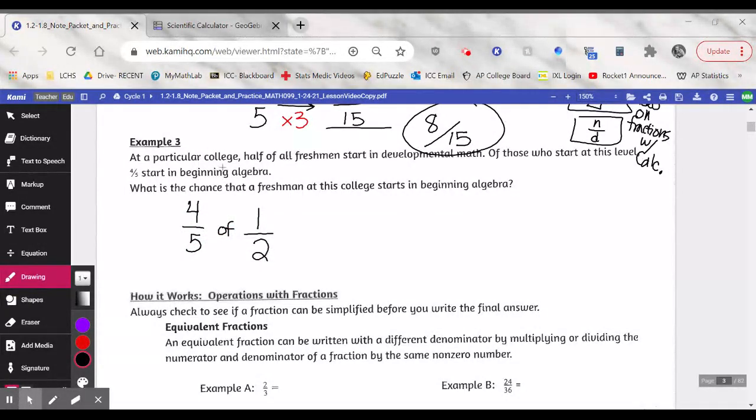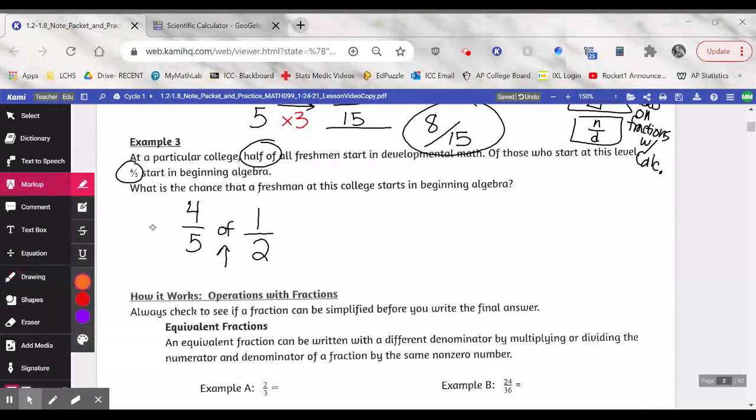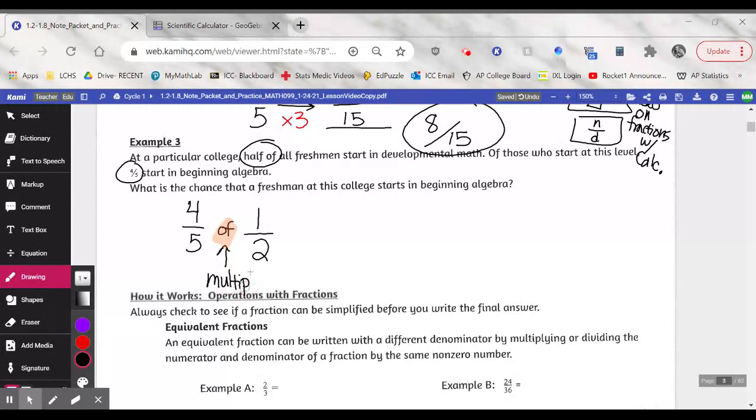And don't get freaked out that you can't find another number here because they just write it in words. So they're just saying half. So we know that 4/5 of half the freshmen are taking this beginning algebra. So whenever you see the word of, that's a clue for you to multiply. So of in math means to multiply. So what you're going to do is take 4 over 5 times 1 over 2.